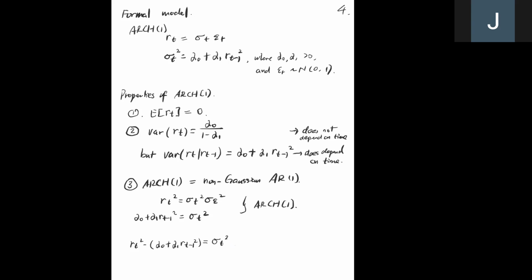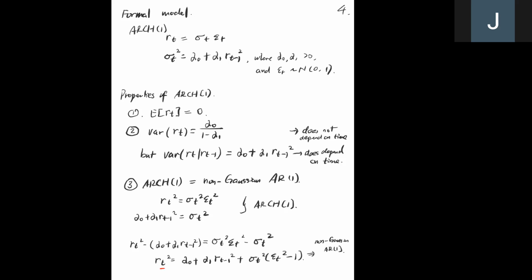I think I'm wrong, sorry. Let's just collect terms, and what we got is this. So this is a non-Gaussian AR(1) model.